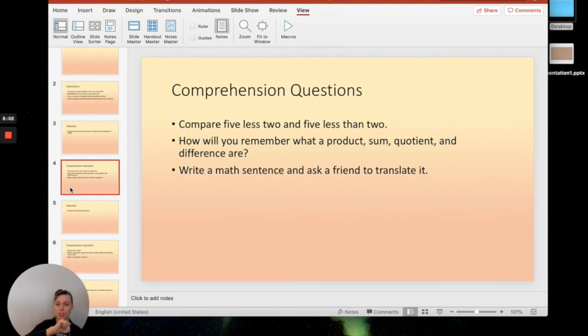Here are your comprehension questions. So compare 5 less 2 and 5 less than 2. Can you describe to someone else around you why they're different and how you would write them differently? And then how will you remember what a product, sum, quotient, and difference are? Those are 4 really important words for writing math sentences, so make sure you understand what they mean and when you would use them. And then as a challenge, write a math sentence. Ask a friend to translate it, and then vice versa. Have them write one, and you have to translate it back and forth.